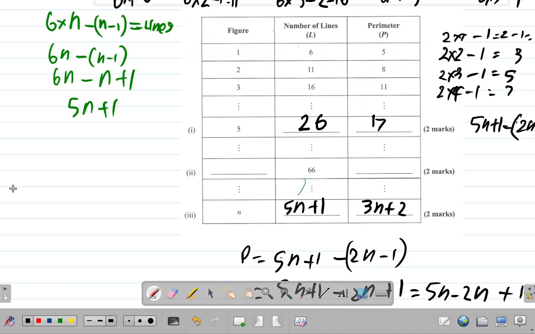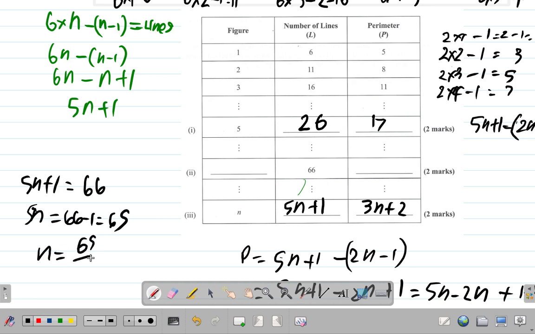Now, 5n plus 1 would be 66. You're going to find out what n is. So 5n equals 66 minus 1, that's 65. So n would be 65 over 5, which equals 13. So n is 13. You see?